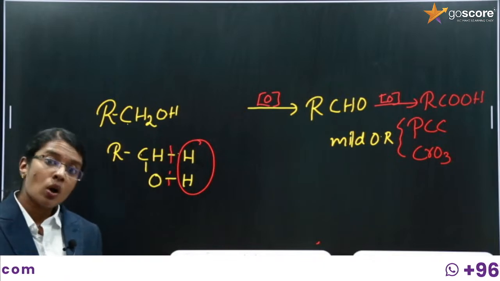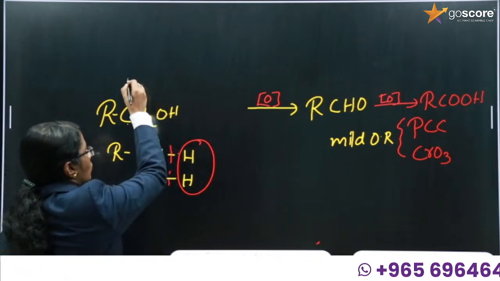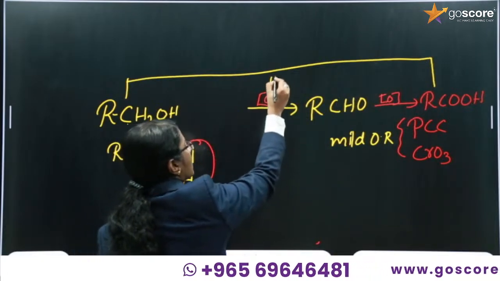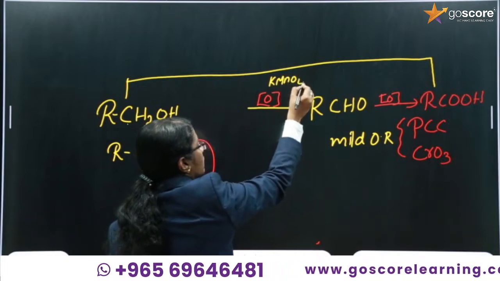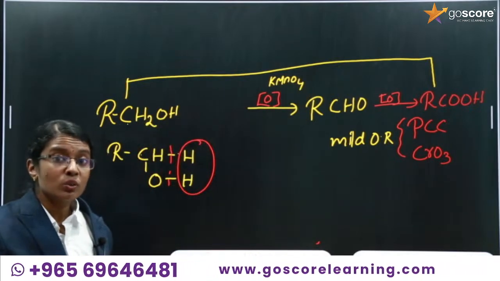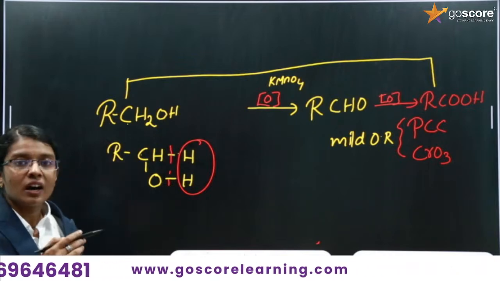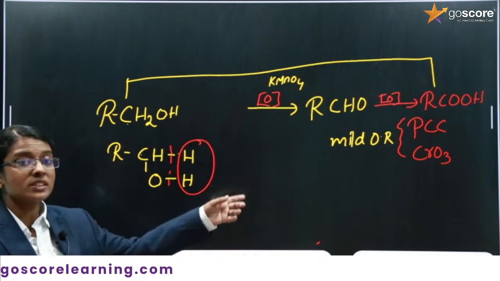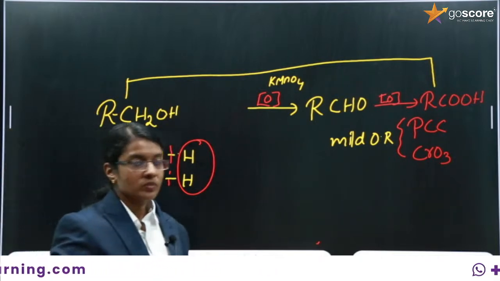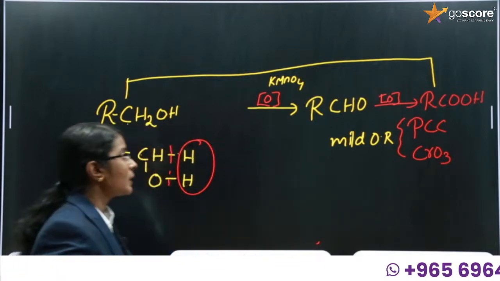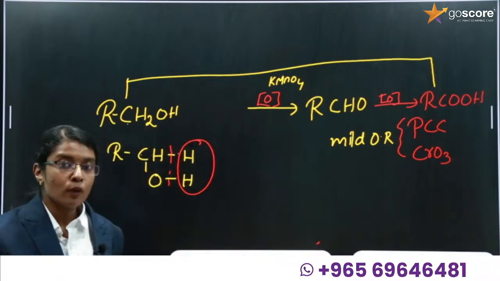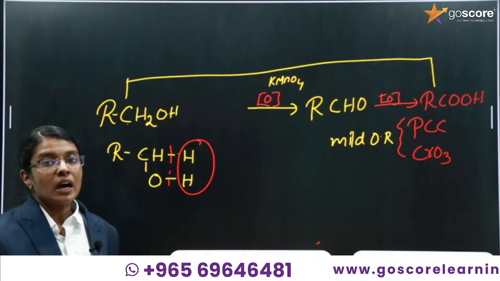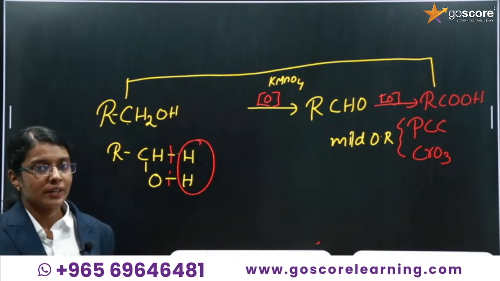If you are taking a strong oxidizing agent like KMnO4, that will directly convert it to acid. So we only need aldehyde. So we have to take a mild oxidizing agent like PCC or CrO3. If we are taking PCC, we will get a good yield of aldehyde. So most commonly we use PCC for the preparation of aldehyde.